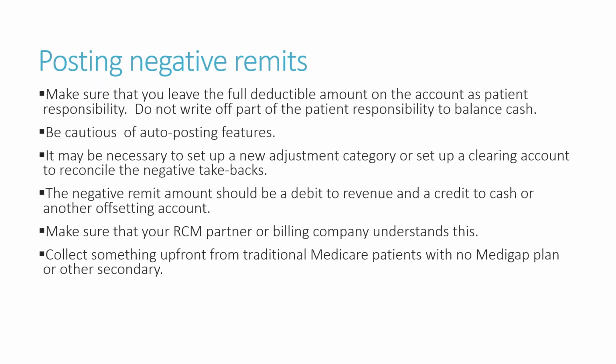It's going to have to be an adjustment that helps you balance cash, and that's going to be either through a special adjustment category that you set up. Some people set up a clearing account where they can post all those negative remits and they can balance them through a clearing account. It will not be adjusted off at the individual patient account level. And then when we adjust that, we are going to reduce revenue, which is going to be a debit to revenue and a credit to either cash or another offsetting account that we will use to reconcile those differences.